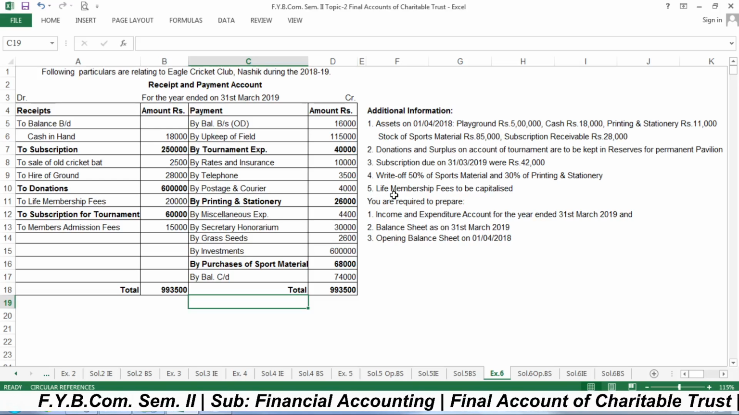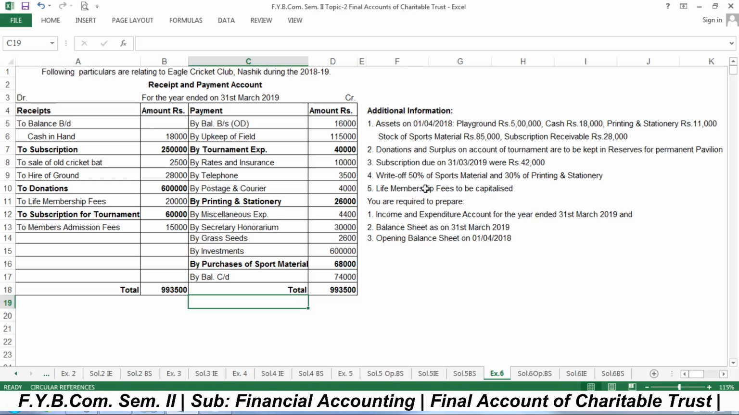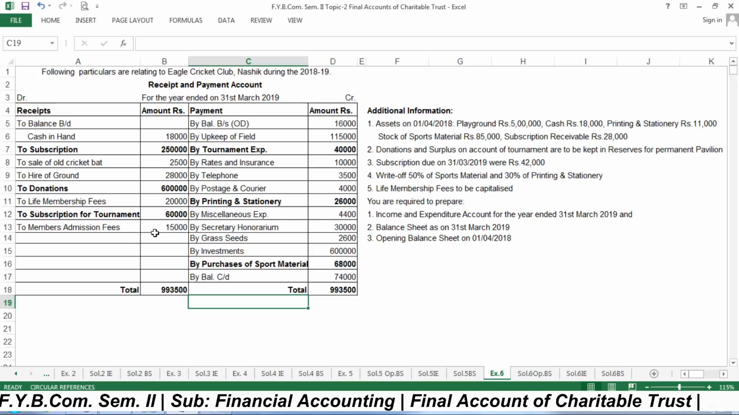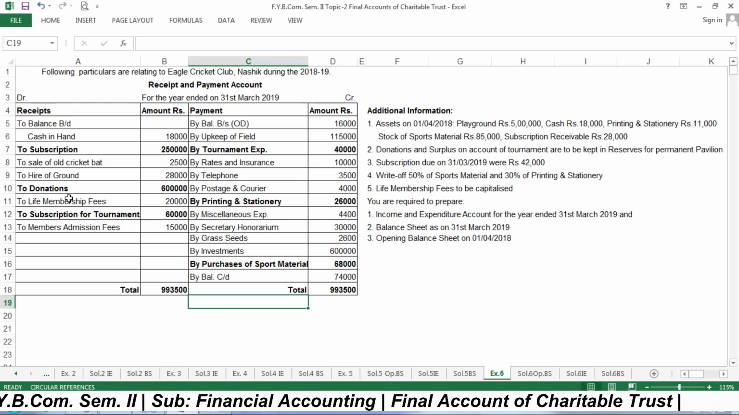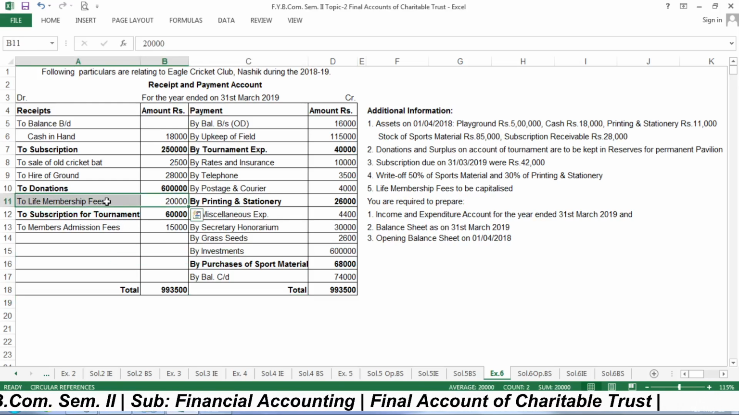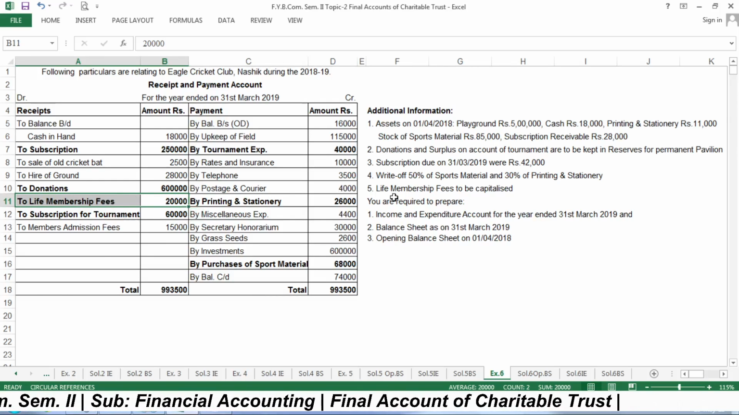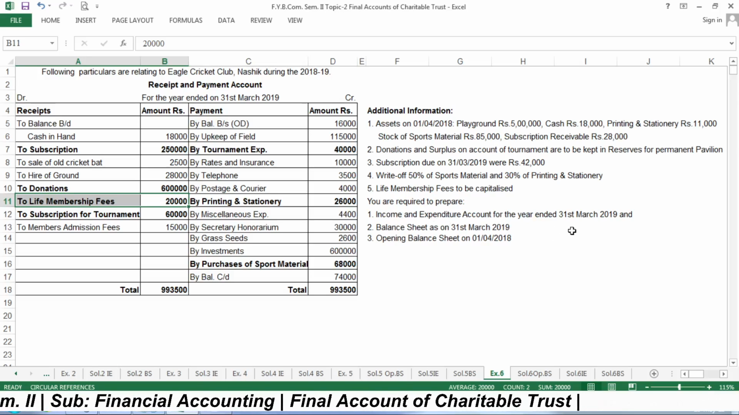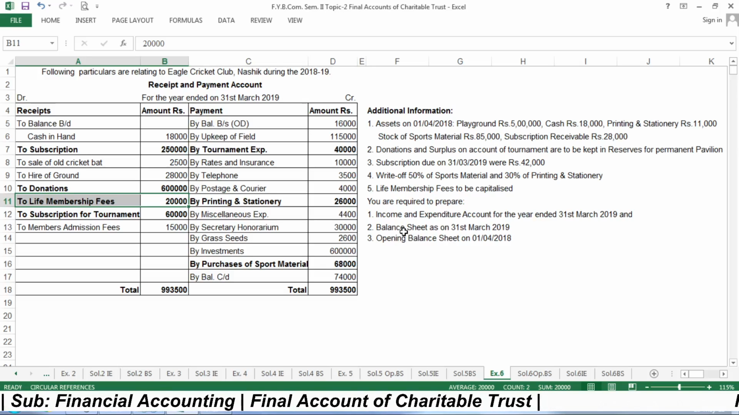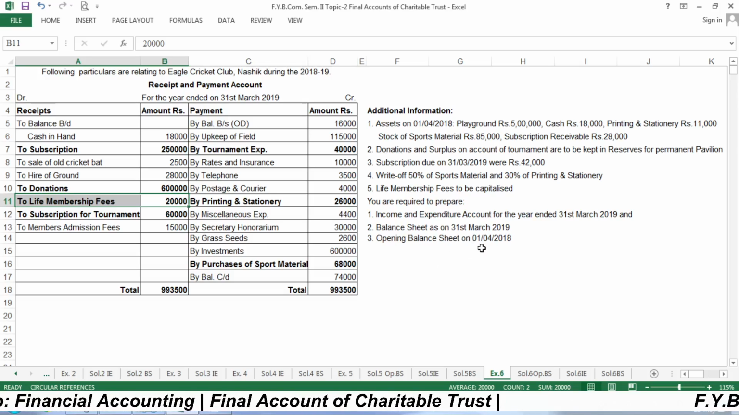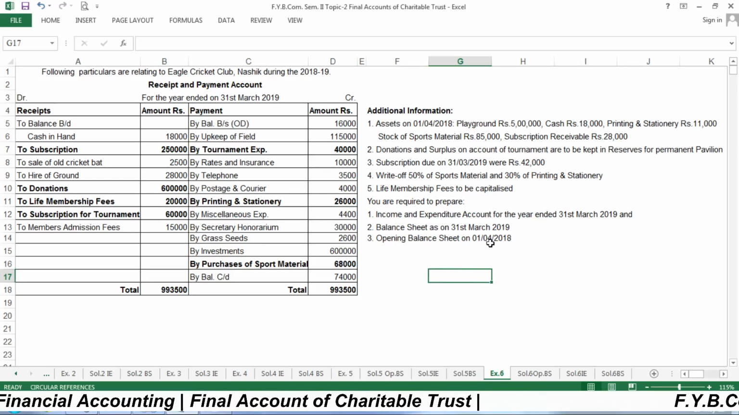Okay. Another adjustment is life membership fees to be capitalized. Here you can see life membership fees of rupees 20,000. It has to be capitalized. That means we have to add this life membership fee to the capital fund. You are required to prepare income and expenditure account for the year ended 31st March 2019 and balance sheet as on 31st March 2019, as well as opening balance sheet that is on 1st April 2018.